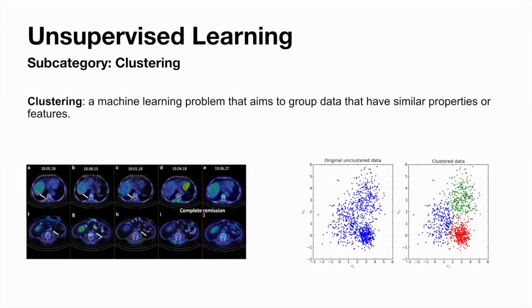Clustering is a machine learning problem that aims to group data that have similar properties or features. Recall the previous medical imaging example. Often large amounts of data are given, but no labels for the data are given. Doctors have a large amount of imaging data, but they do not know whether the obtained images are associated with what kind of disease.